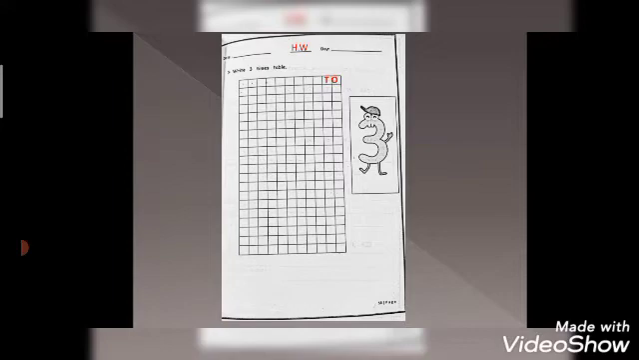You have to write this table in proper formation. First you have to write date, homework and day on page number 58.